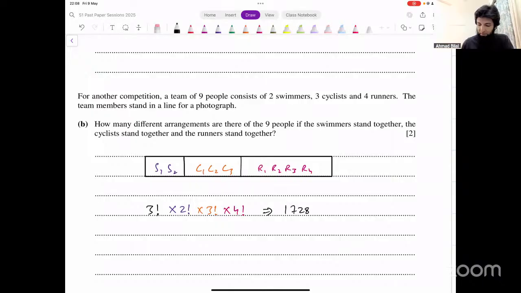1728. That's the final result that we get. That's the answer. 1728. Okay. No problems.